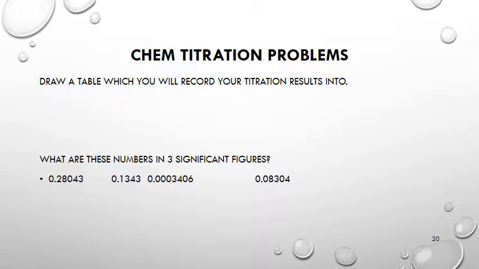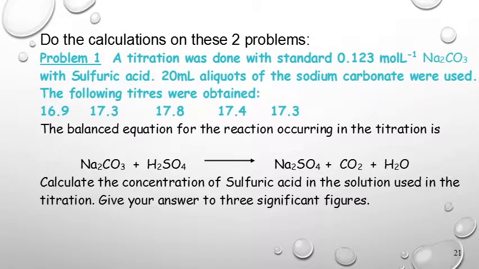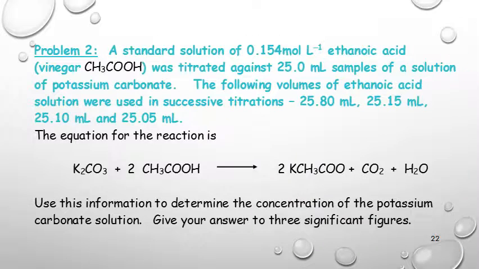Okay, so you need to draw a table which you will record your titration results into, and that should be enough. So this is an example here. Here are some results. Stop the video now and try to turn these numbers into 3 significant figures. Okay, and here are a couple of calculation problems that you should work on, and again we'll go through them in class. So there's the first problem and there's the second problem. There we go.